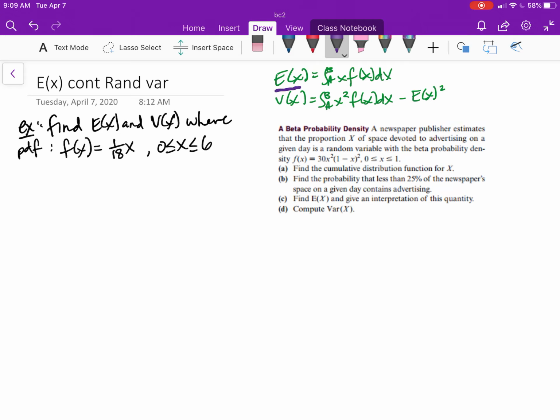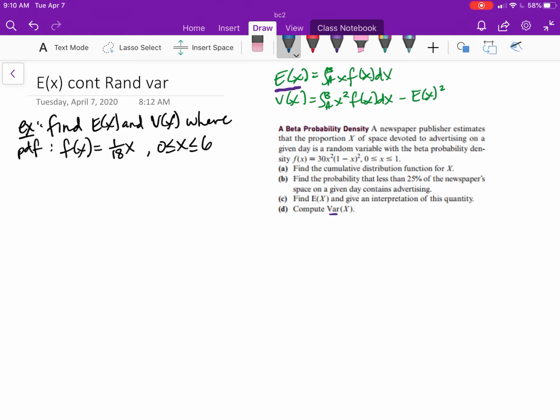for a continuous random variable, and the variance. I often just write V, even though you could see in this example here, it says compute the variance, VAR. Either way works for me. Okay. So the first one, we're just going to look at exactly how you use this formula.